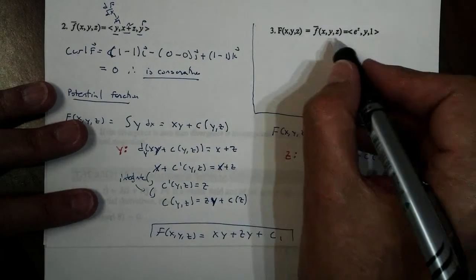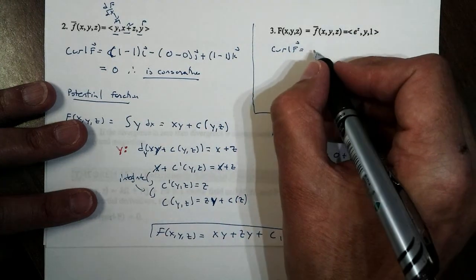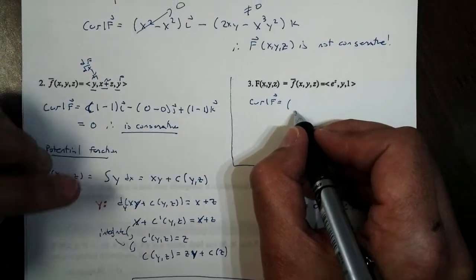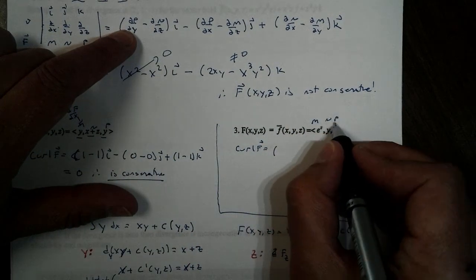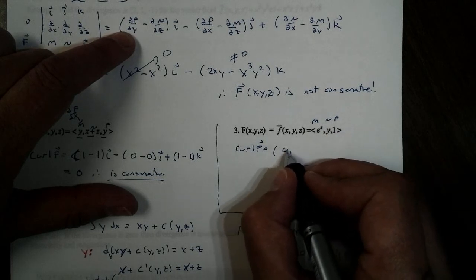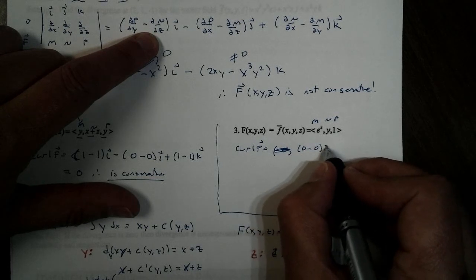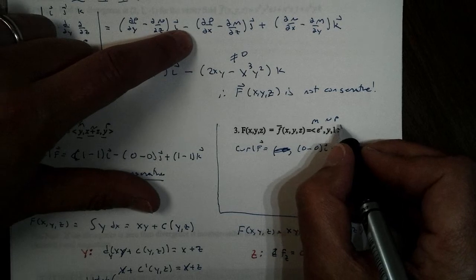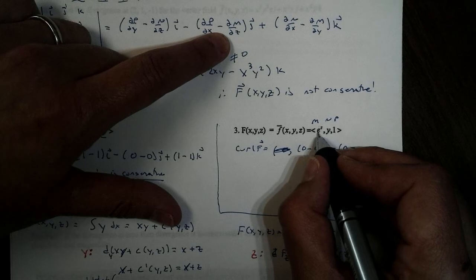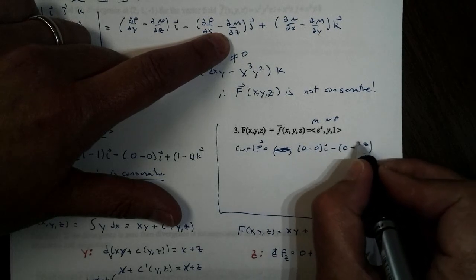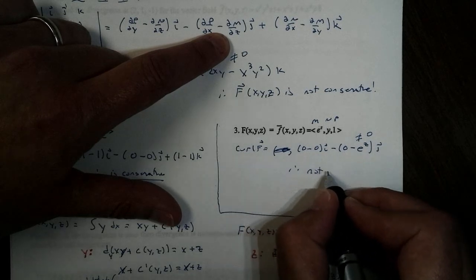Ready? I want to see if this is conservative, so I'm going to find the curl. To get that curl, ready? Remember, this is using my rule up here. I'm not going to reinvent the wheel. Remember, this is m, n, and p. The partial of p with respect to y, 0. 0 minus the partial of n with respect to z, 0. So far, so good. Minus the partial of p with respect to x, 0. Minus the partial of m with respect to z. And here we go. E to the z, which does not equal 0. So, therefore, this is not conservative.